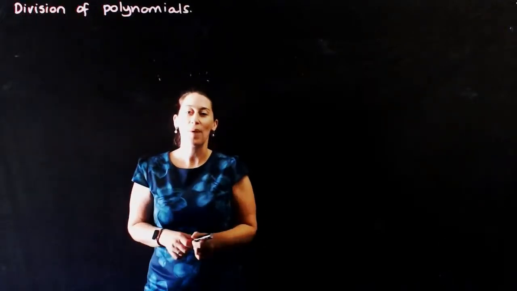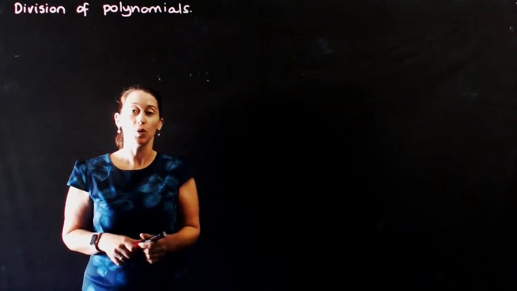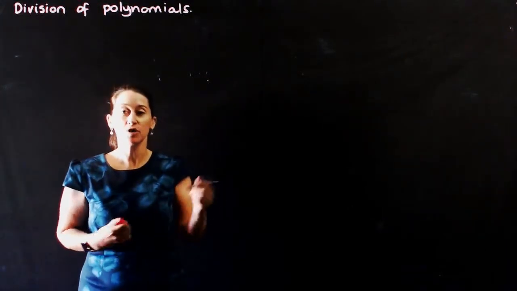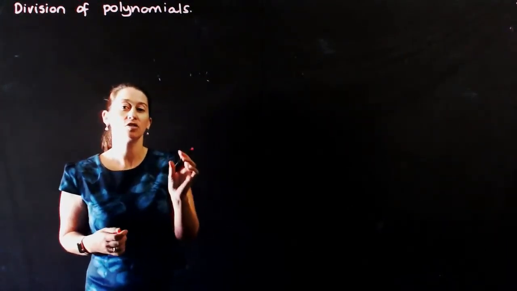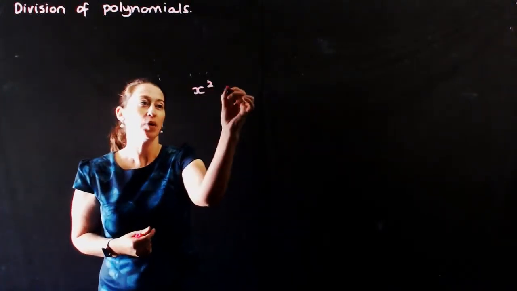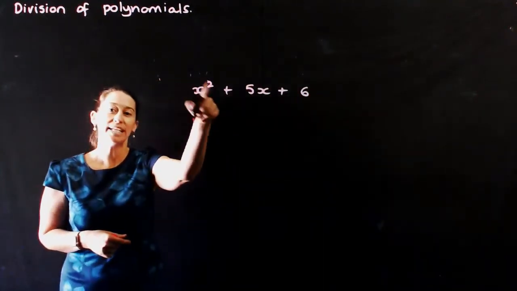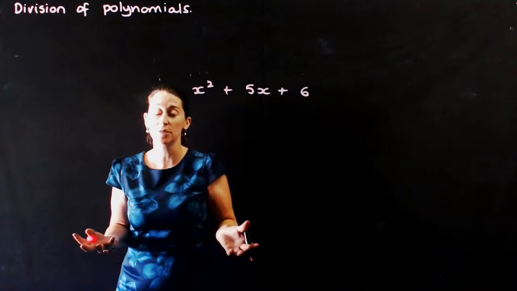Today I'm going to talk to you about polynomials. Now you may have already come across polynomials of degree 2 before. A polynomial of degree 2 is where the leading term has an x squared. So here's an example of a polynomial of degree 2. This is a quadratic, and this is what we call the leading term because it's the highest power.